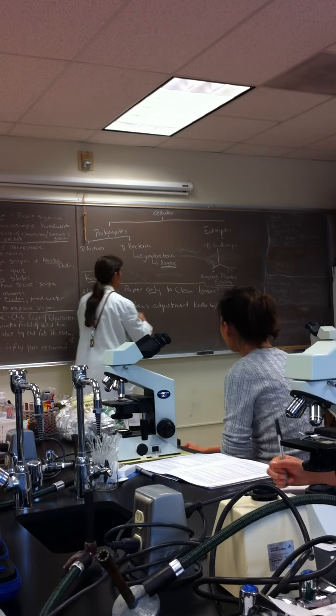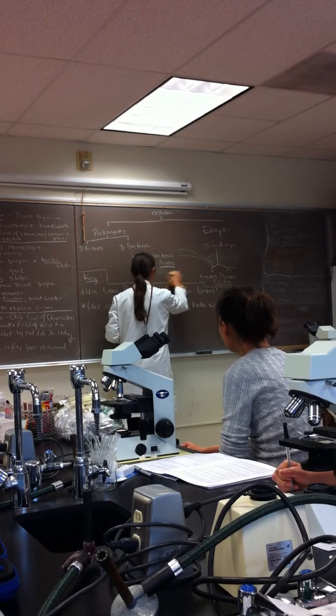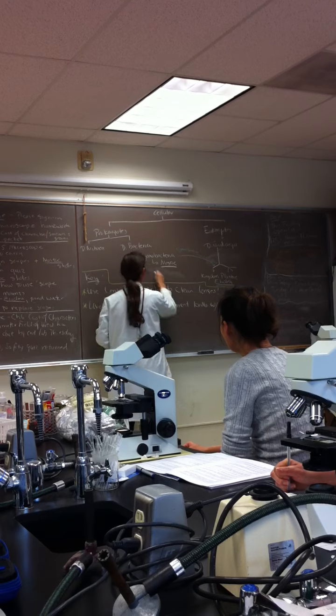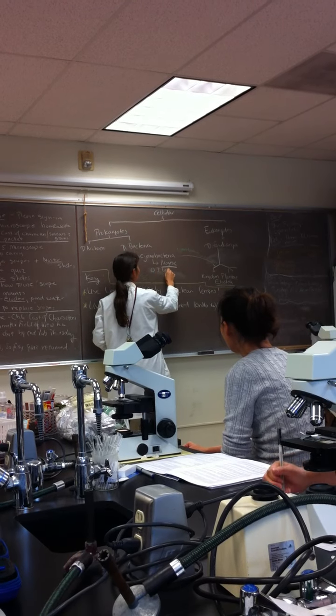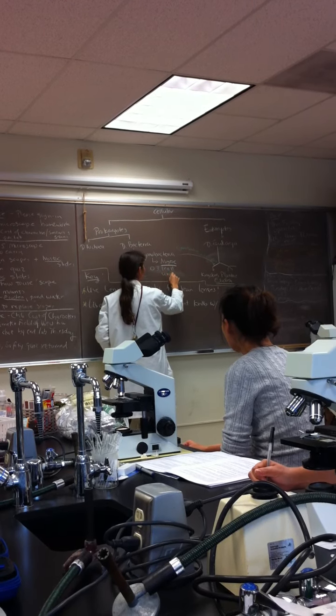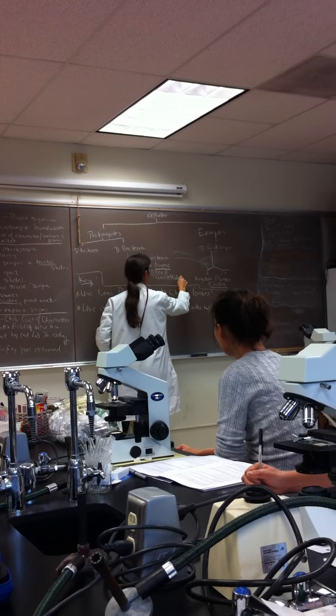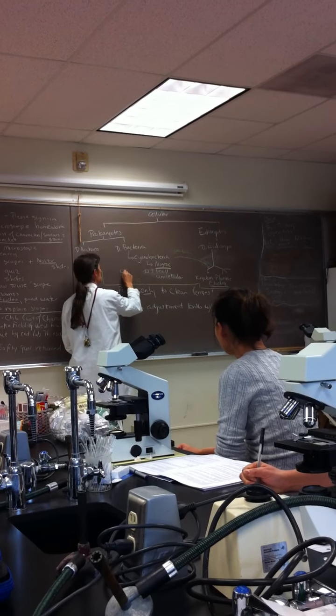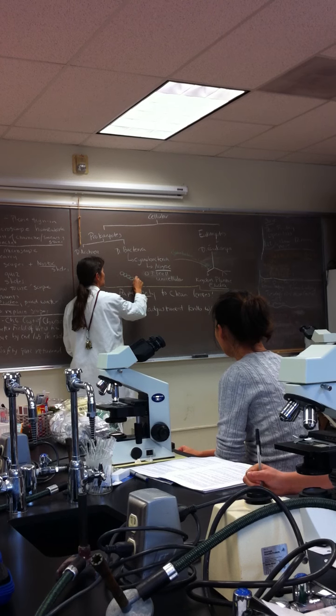Oops, and there's the green. I'm so sorry. I said I wasn't going to use green. Okay. So we got one cell. They're unicellular. And then they'll form these beautiful chains that you'll see.